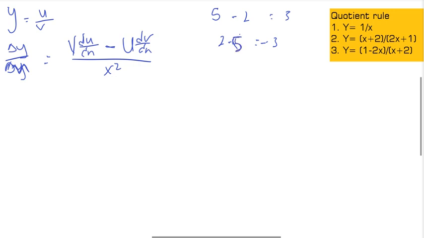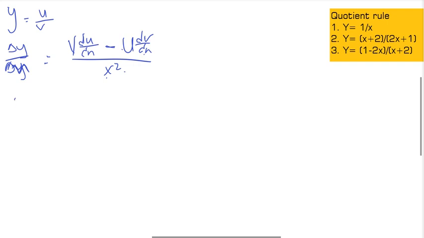So if you use u minus v, you will be getting a wrong answer. But because it's plus, if you do 2 plus 5, you get 7. If you do 5 plus 2, you get 7. Still the same thing. That's why product rule does not matter how you arrange it. But for quotient rule, it matters. So v must come before u. Just keep that at the back of your mind: v du dx minus u dv dx all over v squared.